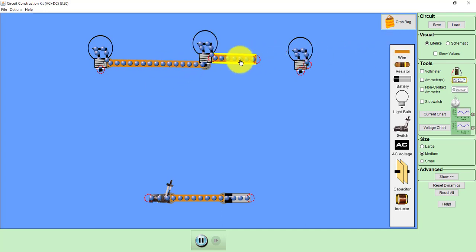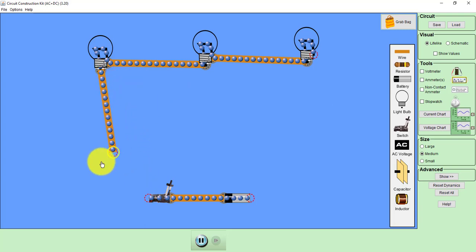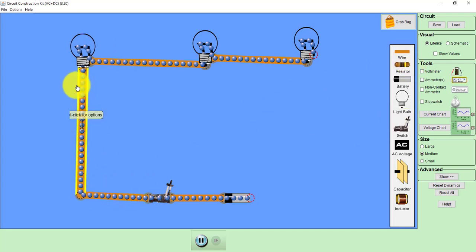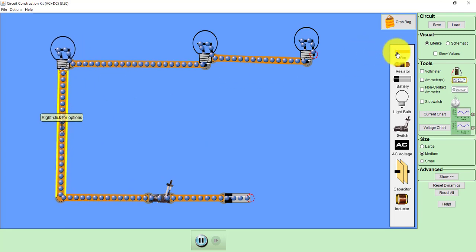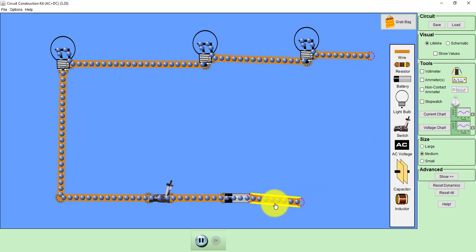So all the 3 bulbs are connected back to back, one after the other, so that they will form the series circuit. Now I can take one more wire here and directly connect like this, but just to have a good representation, I will take one more wire like this. And here also I will take wires in this way and make the final connection.